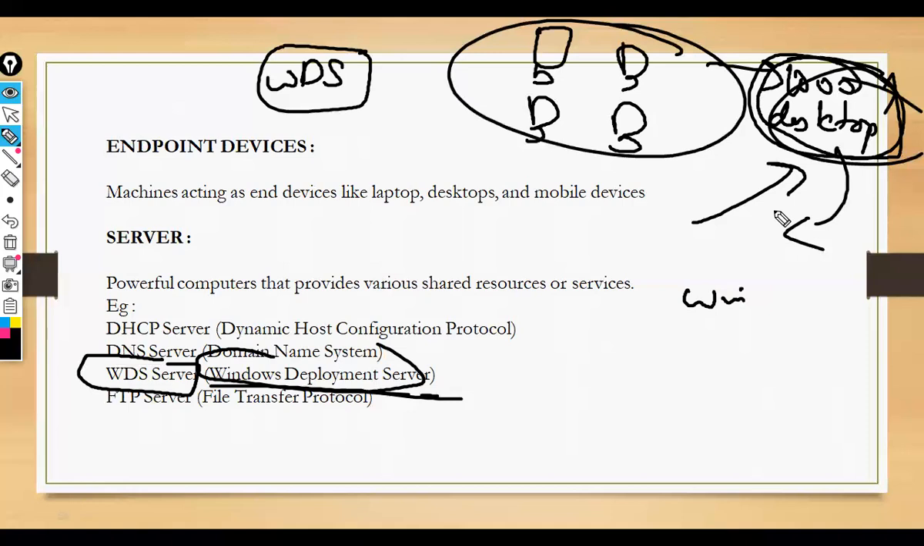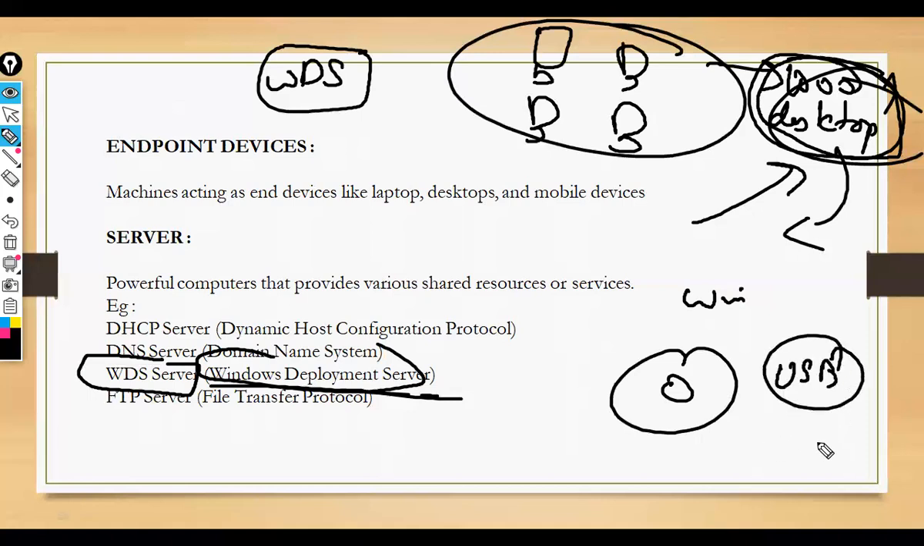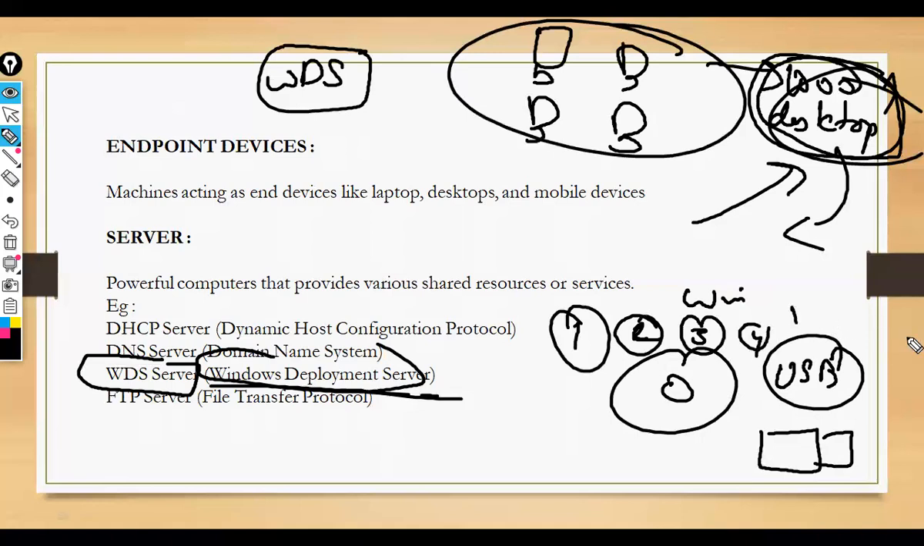What will we do? We'll be having a CD, right? Most probably previously we were using a CD. Now you can use a USB drive. You can make it a bootable one, and you will insert it into the first computer. You will install it manually. Again, you will install it on a second computer, a third computer, fourth, 5, 6, 7. Maybe you will install on maximum, suppose, 50 computers, and you will sit like this, right? What will you do? That is where this WDS server will help you.